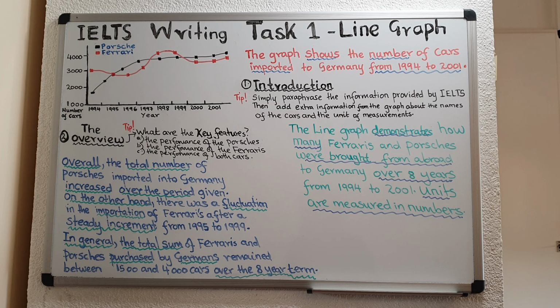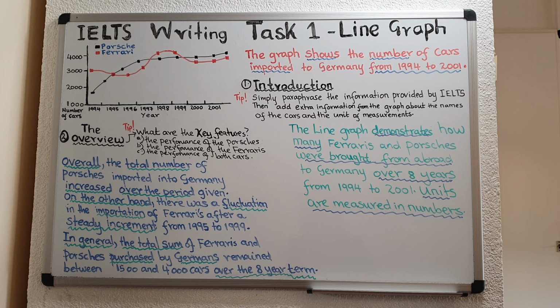Now, let's move on to the overview. What are you supposed to write in the overview? The most important tip for the overview is that when the examiner is marking your writing task 1, in the second paragraph, they are looking for the key features. Have you talked about the key features that are highlighted in the chart? Have you talked about them?